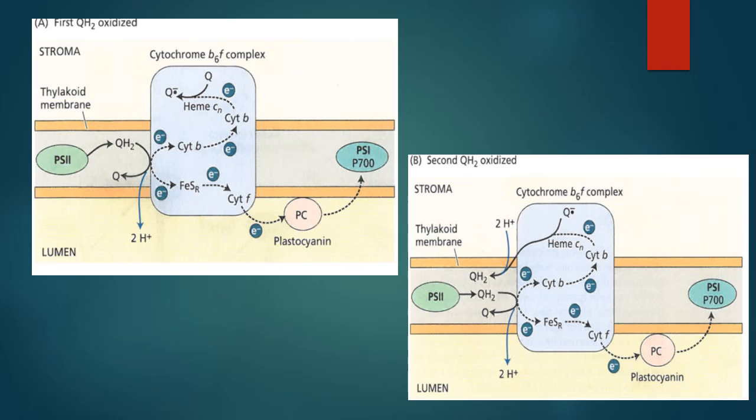The net result of the Q cycle is, first, that 2 electrons are transferred to P700. Second, 2 plastohydroquinones are oxidized to quinone form. And third, 1 oxidized plastoquinone is reduced to the hydroquinone form. In addition to all of this, 4 protons are transferred from the stromal to the luminal side of the membrane.